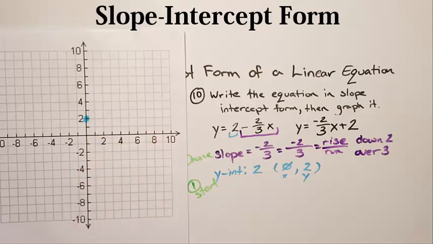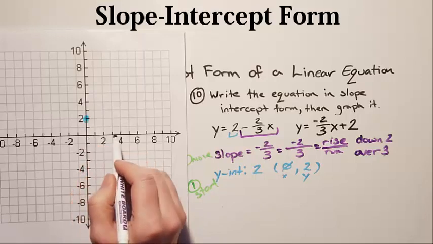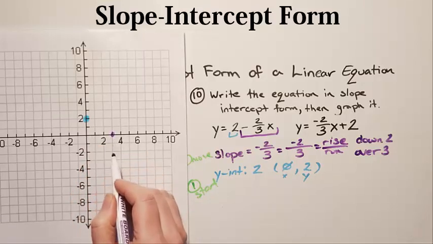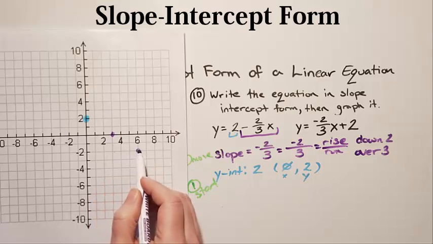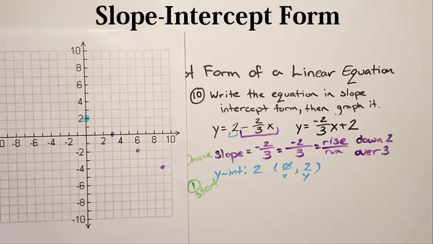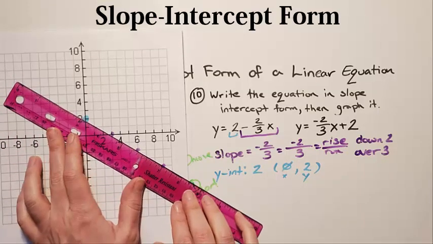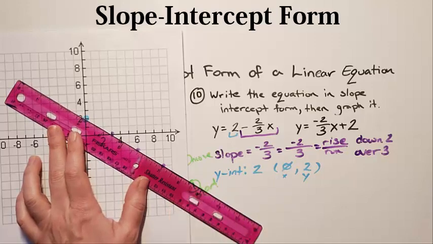And now I'm supposed to move down 2 over 3. So I'm supposed to go down 2, down 1, 2, over 3, 1, 2, 3. Down 2, over 3. So those are all my points on my line. I need to connect it with a ruler. So here's my ruler. Make sure they all line up beautifully.